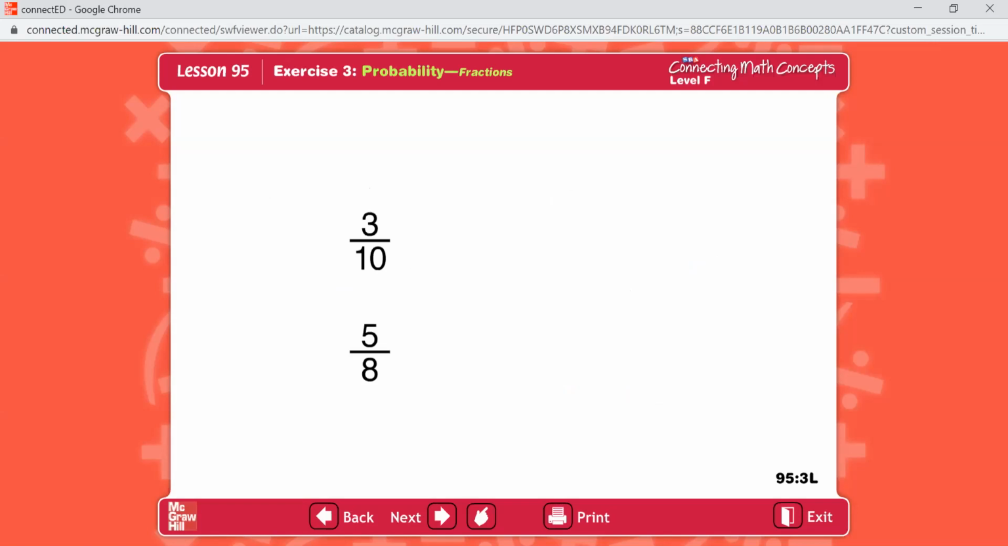Next. Here are 2 fractions. One is less than 1/2 and one is more than 1/2. Which fraction is more than 1/2? 5/8 is more than 1/2. So which fraction is closer to 1? 5/8 is closer to 1.